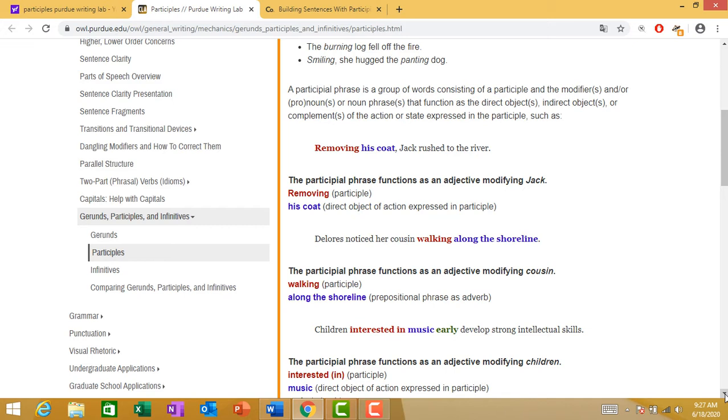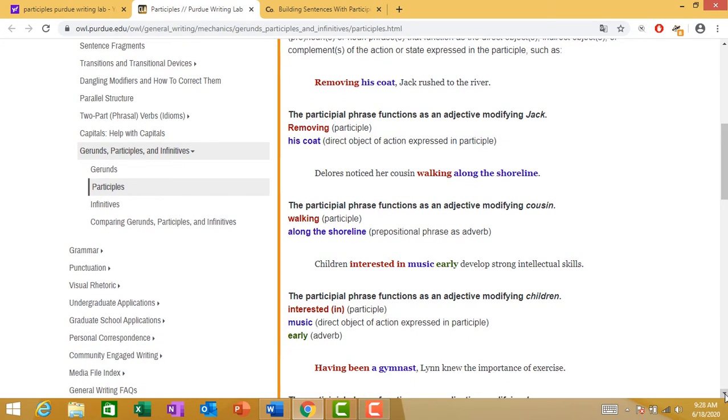Now let's look at another sentence. Dolores noticed her cousin walking along the shoreline. Walking looks like a gerund here, but it's really the participle. This participial phrase functions as an adjective that modifies cousin. Walking is the participle. Along the shoreline is a prepositional phrase that acts as an adverb. You can go back to your lesson on prepositional phrases to have a better idea of what this means.